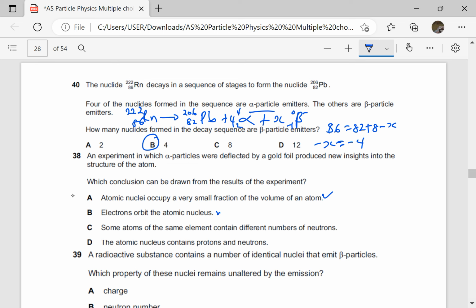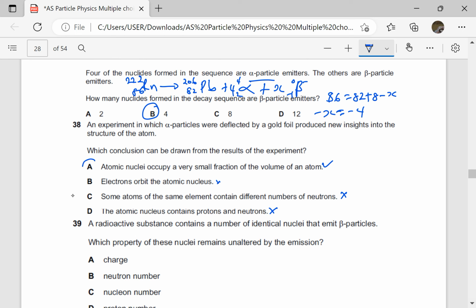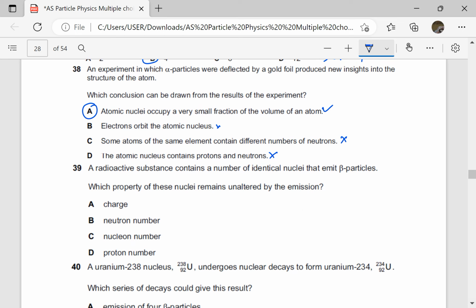Some atoms of the same element contain different numbers of neutrons. We can't verify this from that experiment. The atomic nucleus contains protons and neutrons. We can't verify this from that experiment. So the answer is simply A. The nucleus occupies a very tiny volume of the atom. That's why most of the atom is entirely empty space.